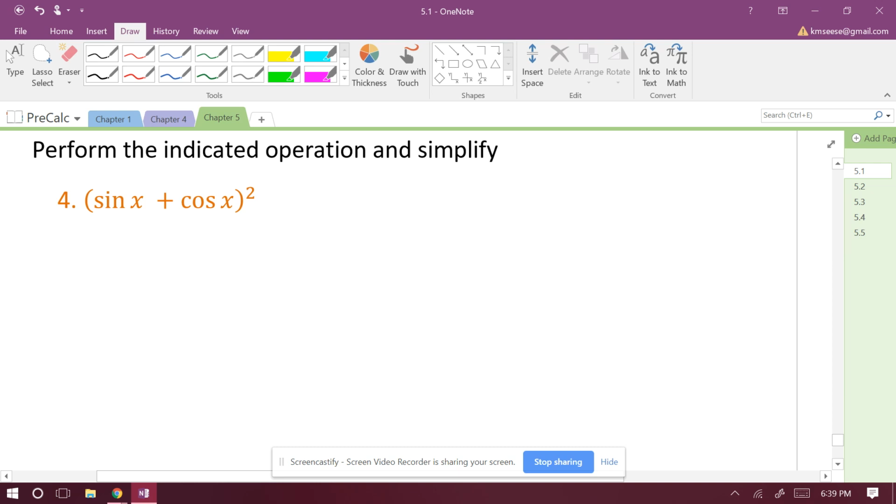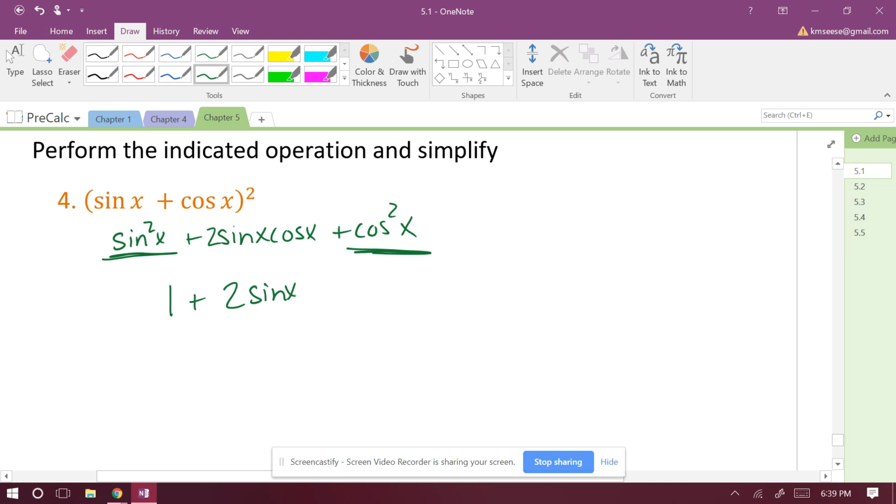All right, so perform the indicated operation and simplify. Squaring a binomial. Sine squared of x plus twice sine of x cosine of x plus cosine squared of x. This is a Pythagorean identity. Nothing more.